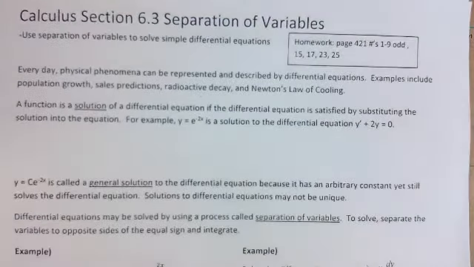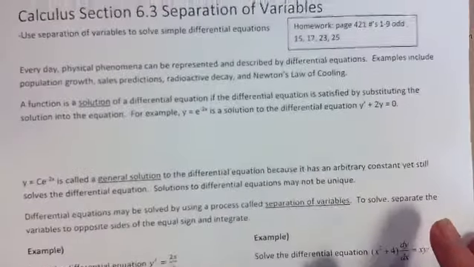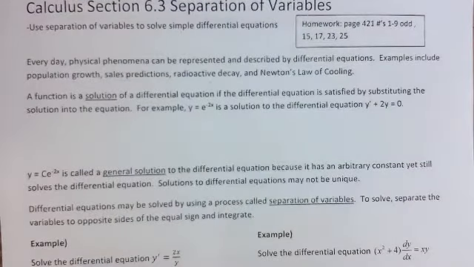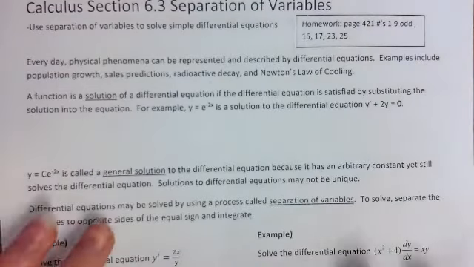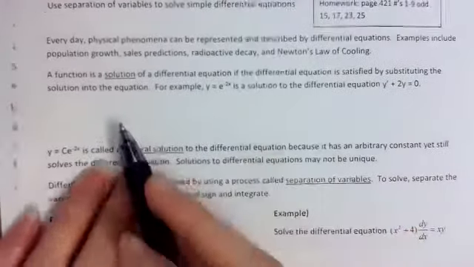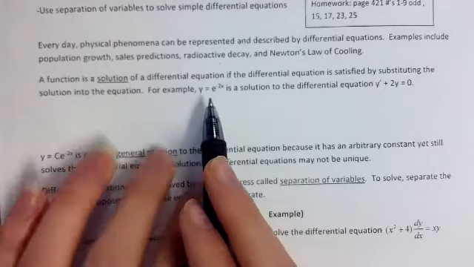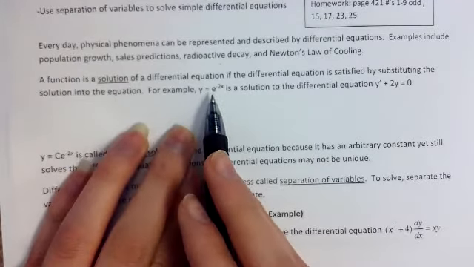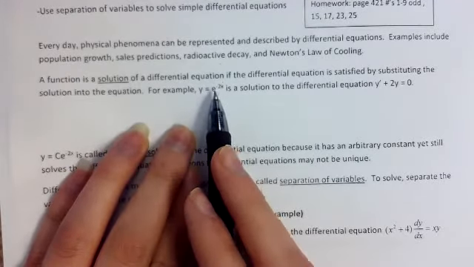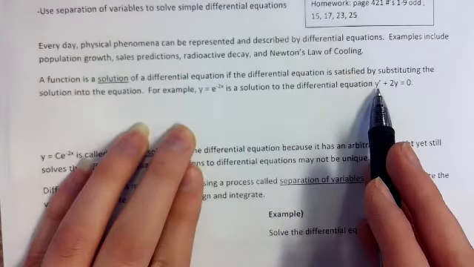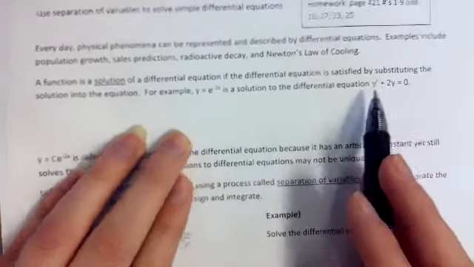So today we're talking about 6.3 and the separation of variables. We've touched on this a little bit, a couple of classes. We're going to start by looking at something you did in your homework a couple nights ago, which is the solution of a differential equation. So for example, we have e to the negative 2x, and we want to know, is that a solution of this differential equation, y prime plus 2y equals 0?